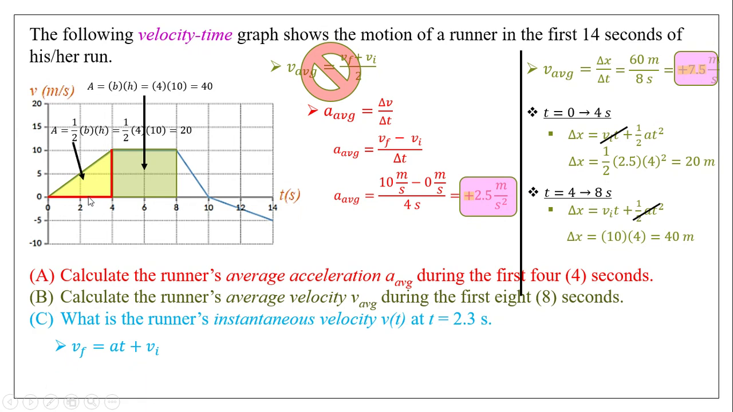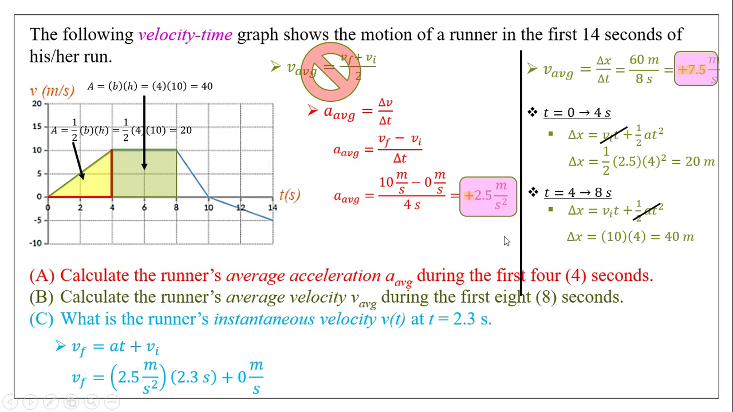Well, 2.3 seconds falls in between 0 and 4 seconds, so therefore it falls in between the shaded yellow area, which means I can use this kinematics equation. The final velocity is simply acceleration times time plus the initial, but it sits at 2.3 seconds, so I'm actually going to start my problem at 0 seconds and go to 2.3 seconds. Therefore, my acceleration is 2.5 meters per second squared. That's what we found here, where my cursor is tracing back and forth.